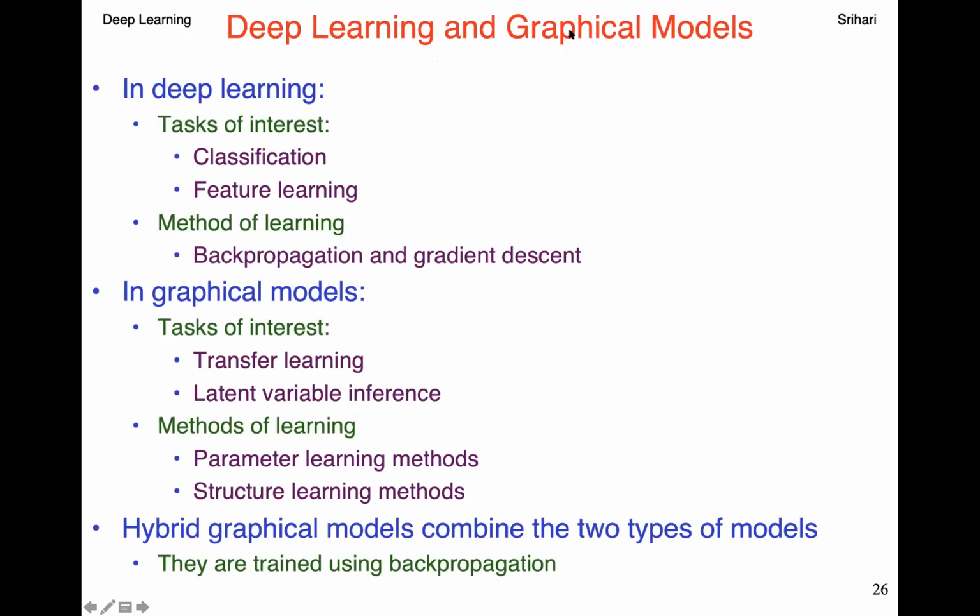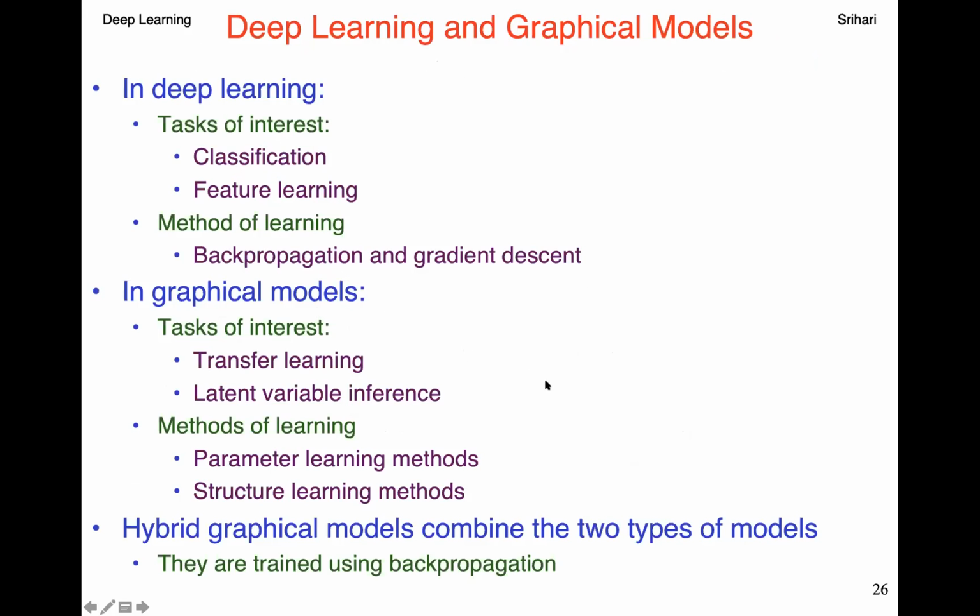What do I have here? Deep learning and graphical model. Okay, what this set of slides is doing is, I'm trying to give you a sense for all the topics without really covering everything in great detail for now. And graphical models also play a role in all of these, and in deep learning, classification, feature learning.